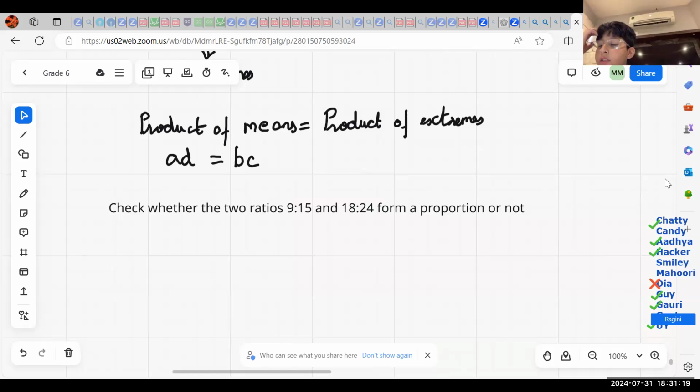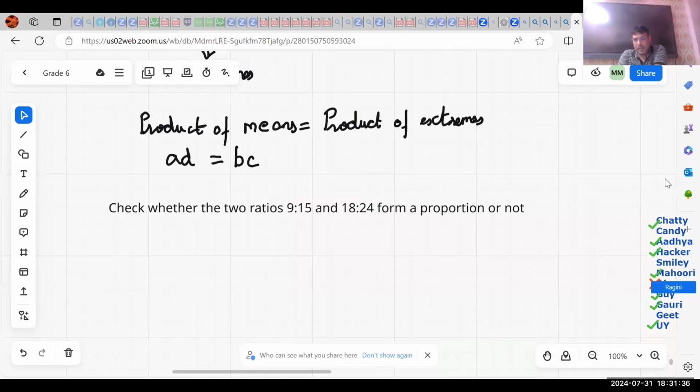So we had to give the answer in yes or no. You have to give the answer in yes or no. So Smiley, Mahuri, Candy, and Geet.